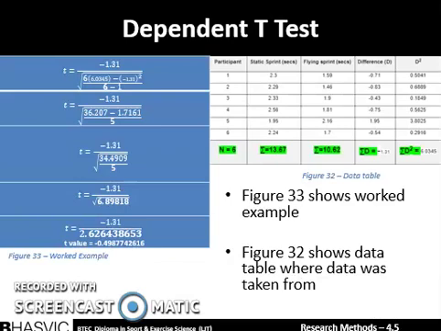In figure 33, it shows a worked example of a dependent t-test, where the values are from the data table shown in figure 32. The values that are being compared are from the two tests for speed, the static sprint and the flying sprint. The first stage to working out the t-value in this test is to input the values, which becomes minus 1.31 for the sum of all the differences, 6 for the number of paired scores, 6.0345 for the sum of all difference squared values, minus 1.31 for the sum of all differences, and 6 for the number of paired scores.